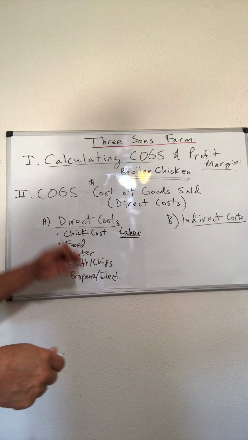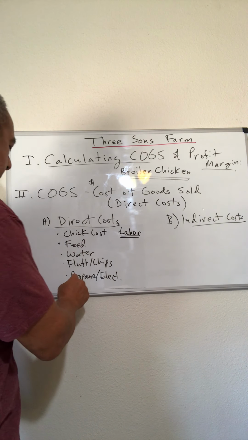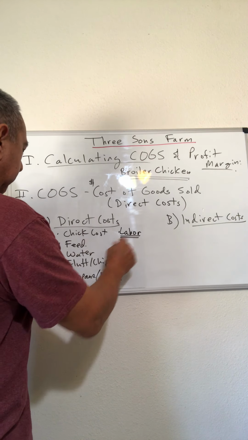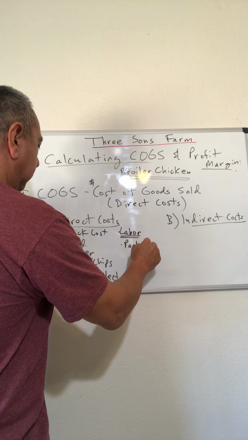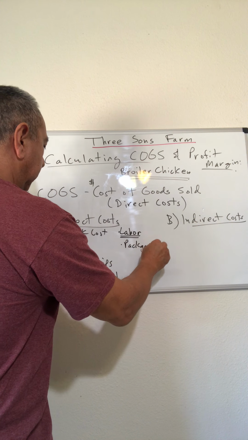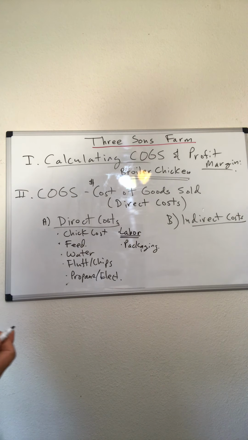All right, so now let's compare this to, oh, did I leave something out? I think I had something for packaging. Let's put it over here. For packaging, labels, stuff like that. Yeah, so this is direct cost.